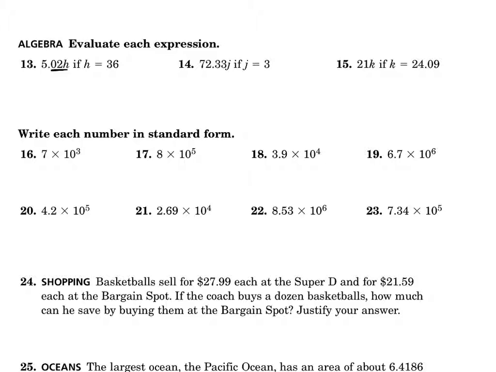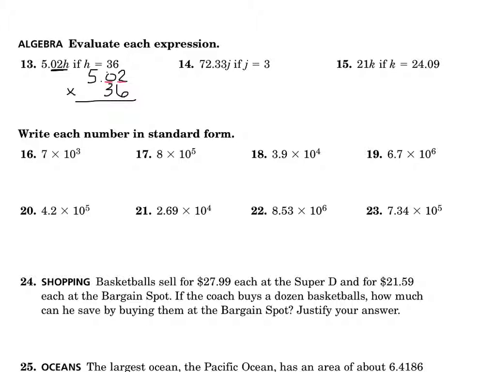So when you set it up, it's going to look like this. 5 2/100 times h. Like that. And then how many numbers are you going to have after the decimal in your answer? You're going to have 2, because there's 2 numbers after the decimal in the problem.